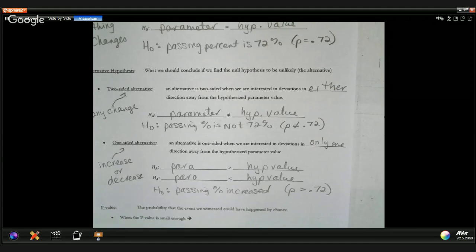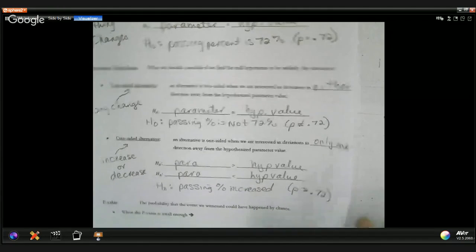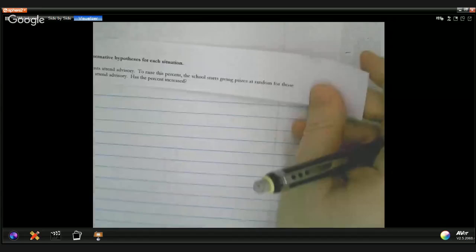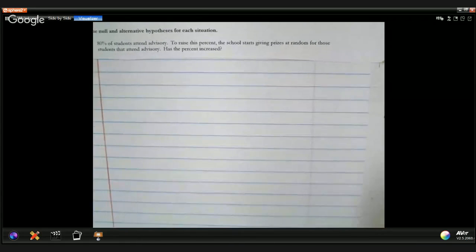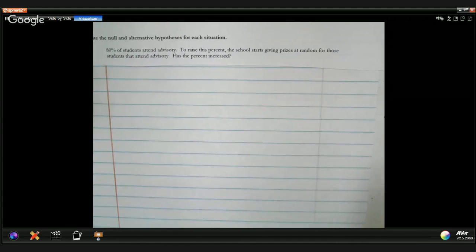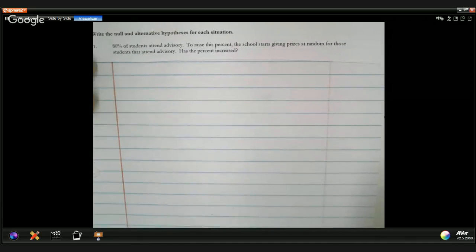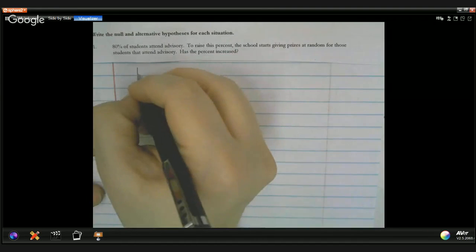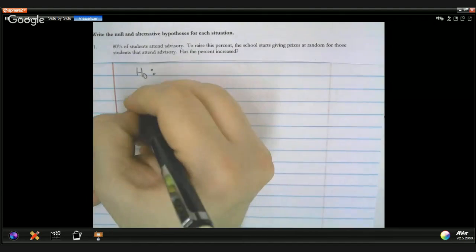All right, so before we talk about p-value, we're going to actually do some more null and alternative hypothesis just to practice. Okay, so here's our problem. Make sure you copy it down so that you're able to have it. 80% of students attend advisory. To raise this percent, the school starts giving prizes at random for those students that attend advisory. Has the percent increased? So we would need more information to run the full test, but all we're looking to do is write our HO and our HA.